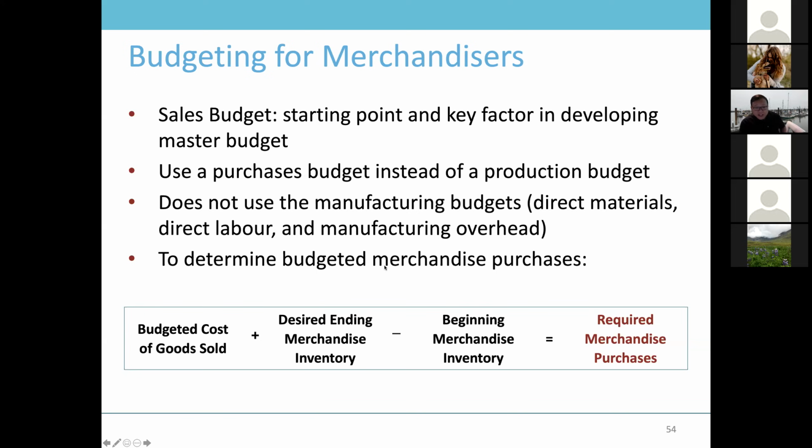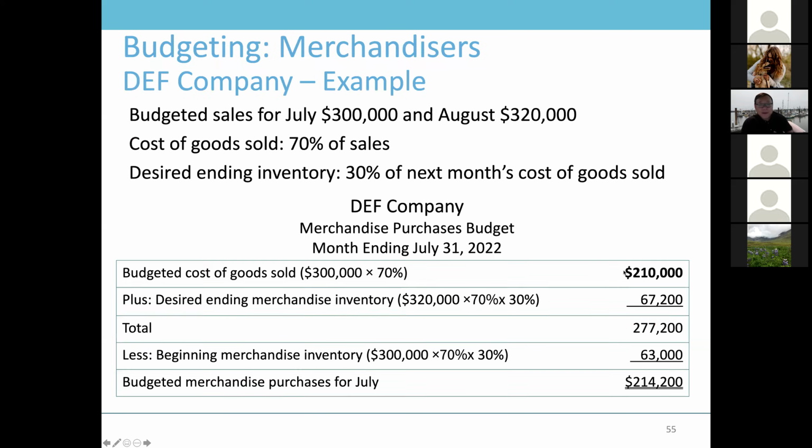And then they need to figure out what is the budgeted purchase, okay? So how much goods do I expect to be sold? So that's the budget, the cost of goods sold, and how much goods I'm expecting at the ending balance. That's how much total goods I should have, minus the beginning balance. That's how much I should purchase, right? That's how much I should purchase.